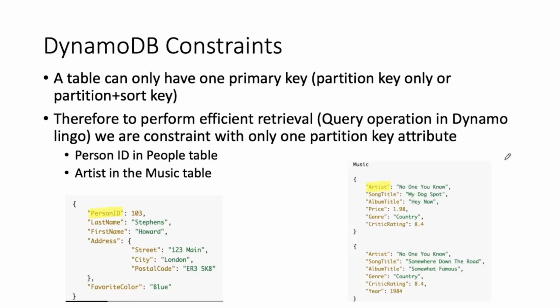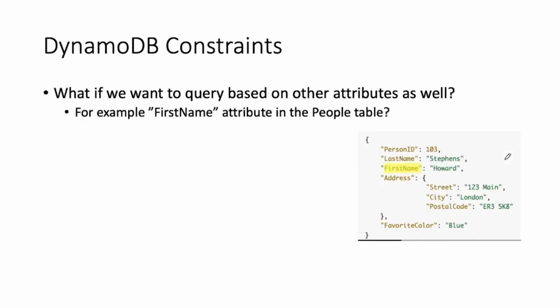Anything else, we have to do a full table scan, which is inefficient. Now, for most real world scenarios, if this is a constraint that we have to deal with, then we pretty much cannot use DynamoDB in a lot of real world scenarios, because in our applications, it's highly likely that we are going to have additional access patterns.